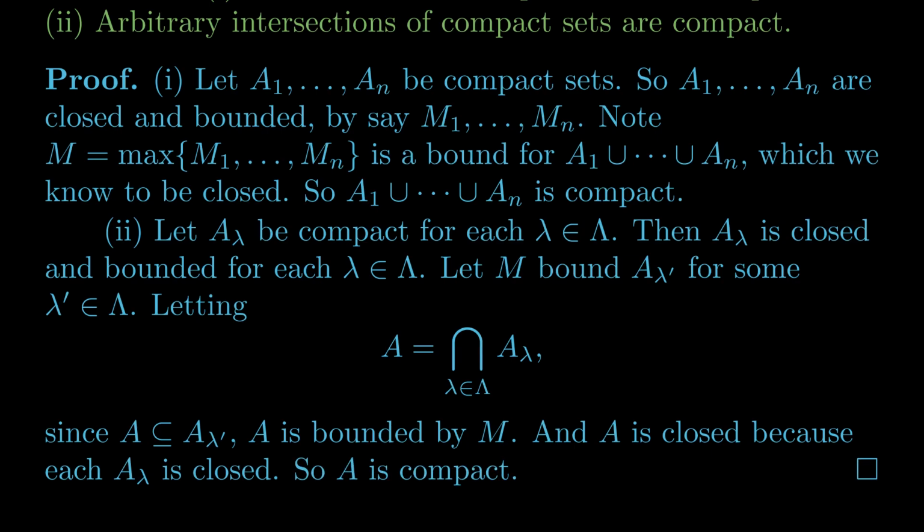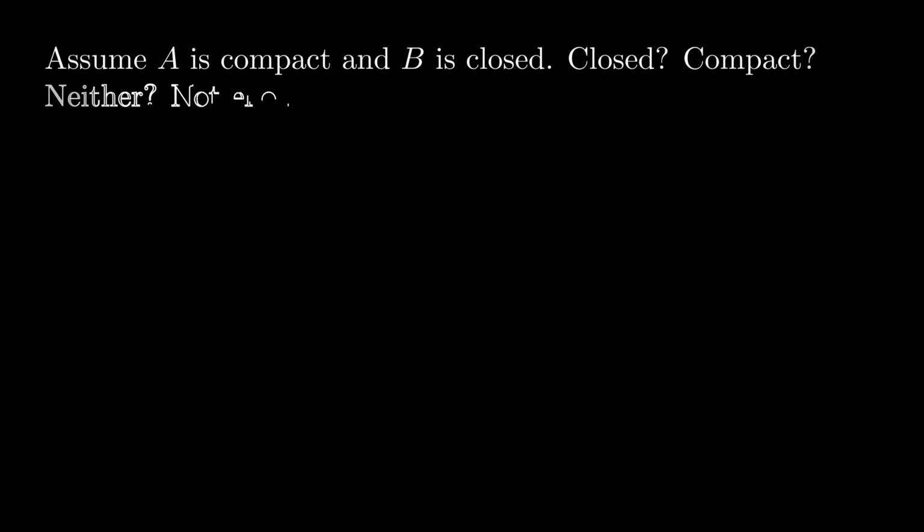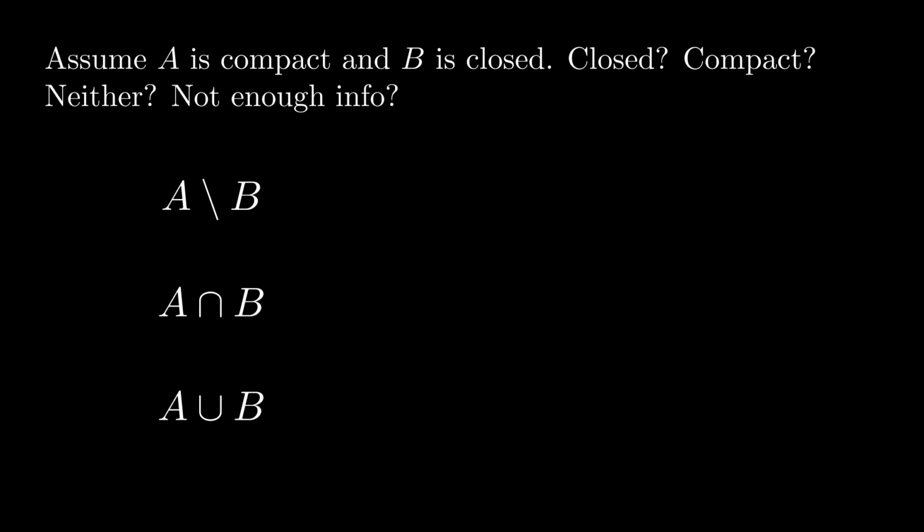To practice recognizing compact sets, let's assume that A is compact and B is closed, and decide if each of these sets are closed, compact, neither, or we don't have enough information. What about this set difference, A minus B? Well, this is all the elements that are in A that aren't in B. So this is the intersection of A with B complement, but B complement is an open set. So this could be compact, say if A was a subset of B, but this also could be open, or it could be none of closed, open, or compact.